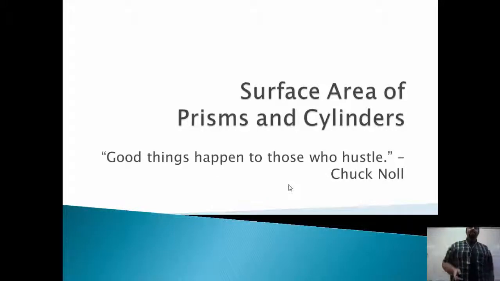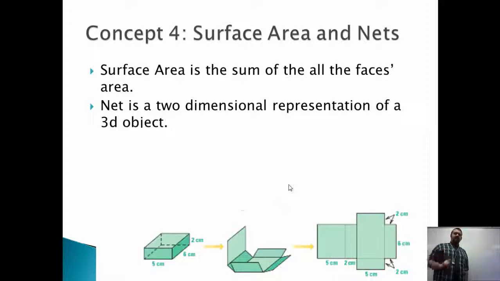Good evening, class. Today what we're going to focus on is surface area of prisms and cylinders. Before we start looking at prisms and cylinders again, let's first talk about what surface area and what nets are. Surface area is the sum of all the faces' areas. So if I had a cube here, if I added up this area, this area, this area, this area, this area, and this area, that would be the surface area because I added up each face's area.